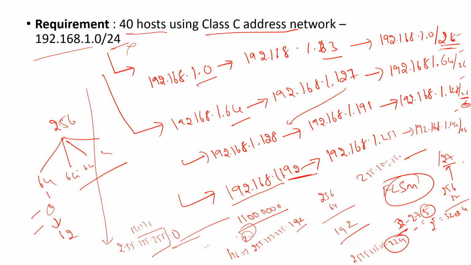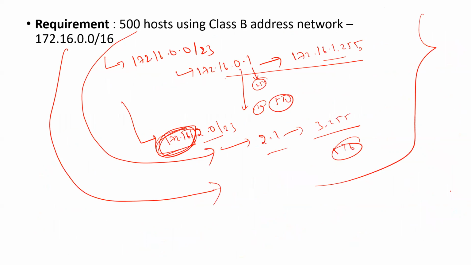Is it clear? Yes. So we are subtracting the prefix from 32, and whatever number we get, we take 2 to the power of it, and we get one number. Then we subtract that from 256. In a similar fashion, let's see here.